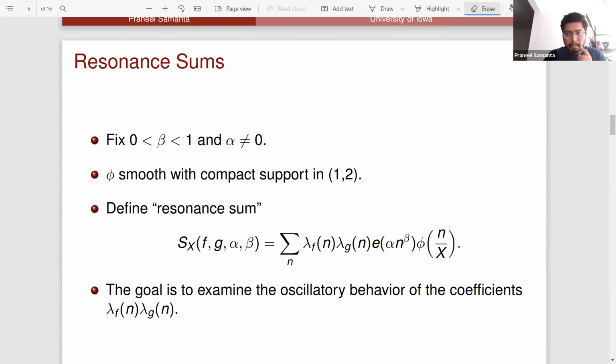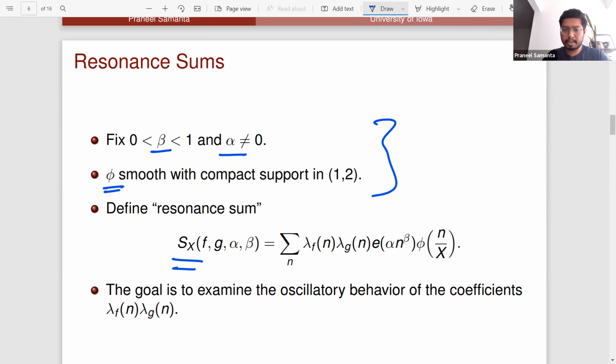So for resonance sums, we take two real numbers, beta and alpha, where I restrict beta between 0 and 1, and I take alpha as not equal to 0. And we take phi, which is a smooth function with compact support in [1,2]. Given this setup, we define S_x(f,g;alpha,beta) as this sum of lambda_f(n) lambda_g(n) e^(2 pi i alpha n^beta) phi(n/x).